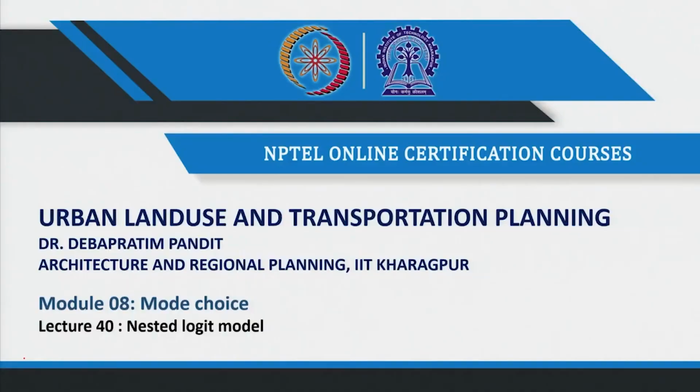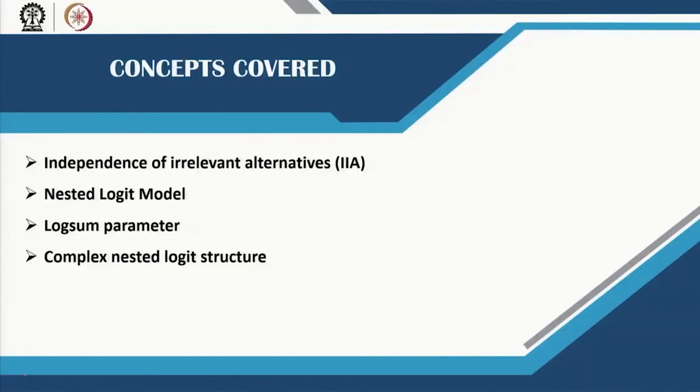Welcome back. In lecture 40, we will cover the nested logit model. The different concepts that would be covered are the independence of irrelevant alternatives, the IIA property of the MNL model, which we have already discussed earlier. Then we look into the nested logit model, the log sum parameter, and the complex nested logit structures that are possible in a nested logit model.